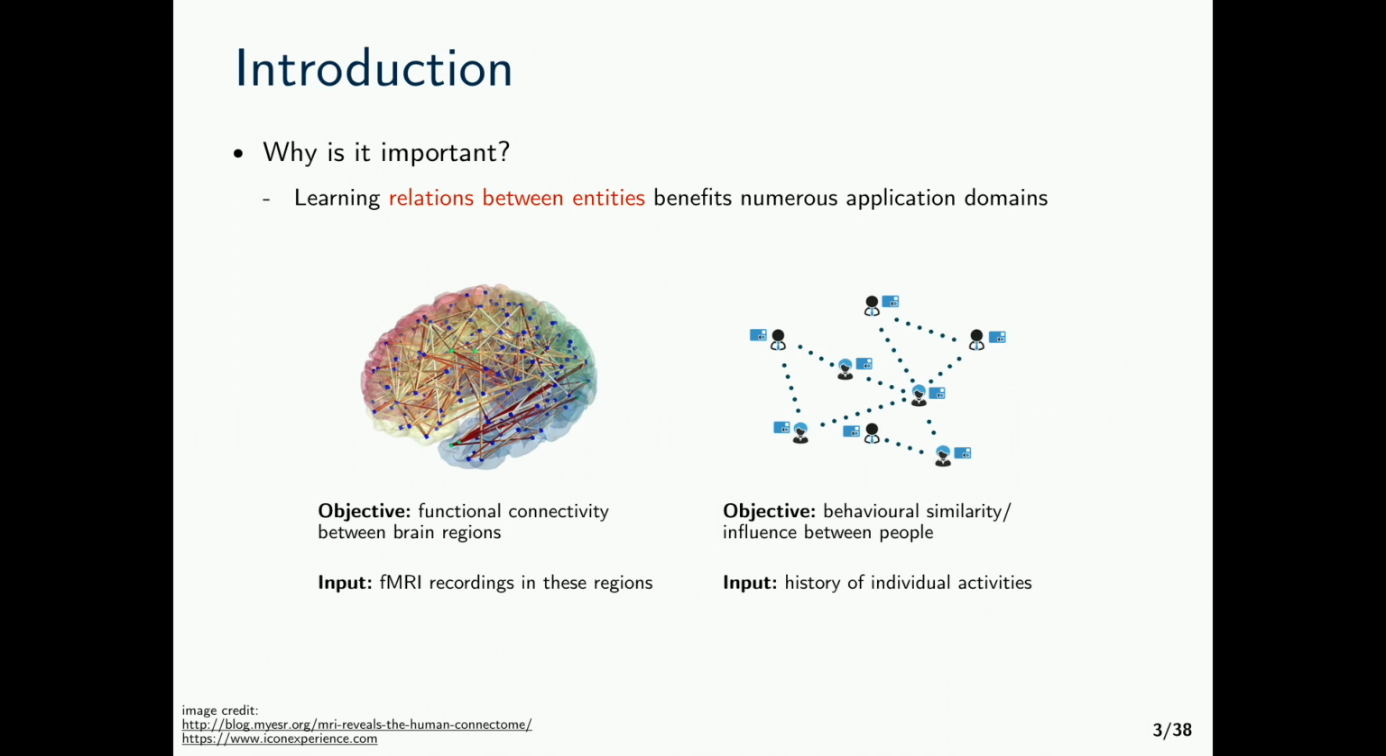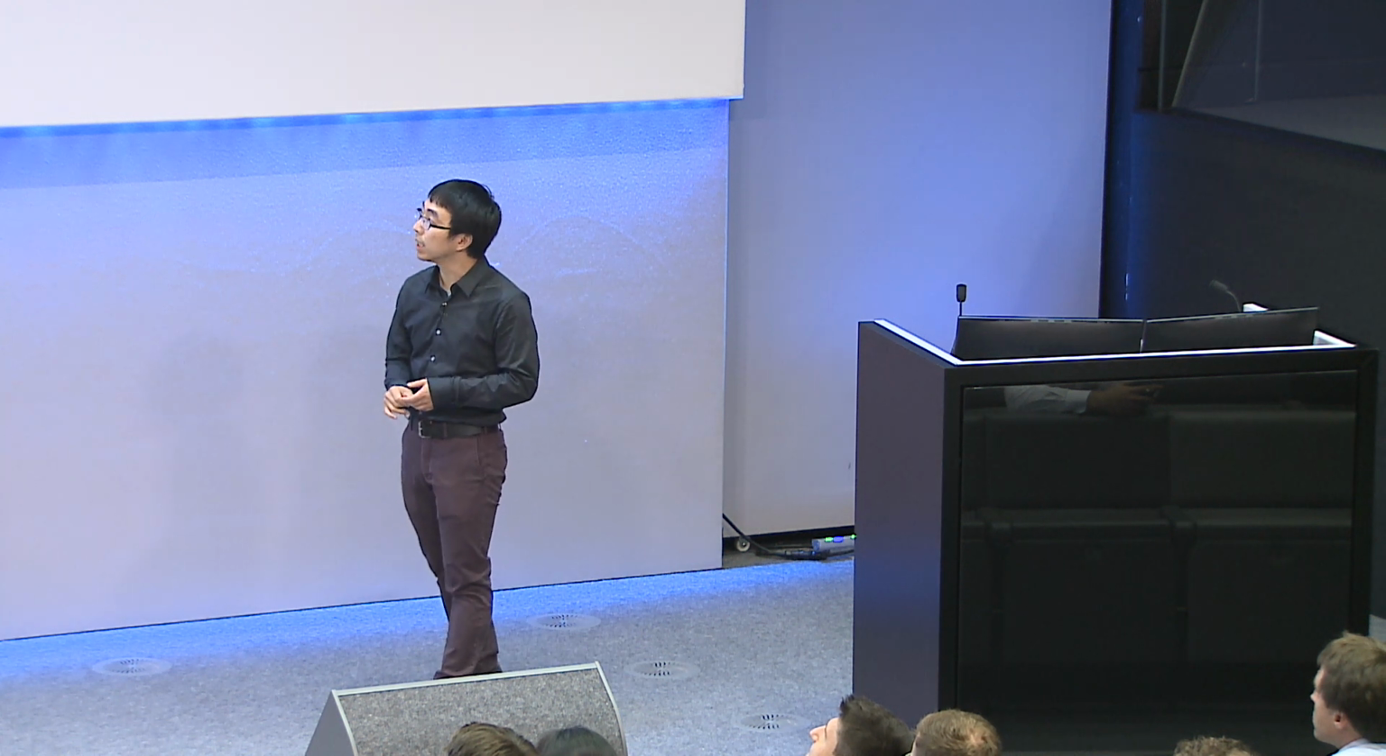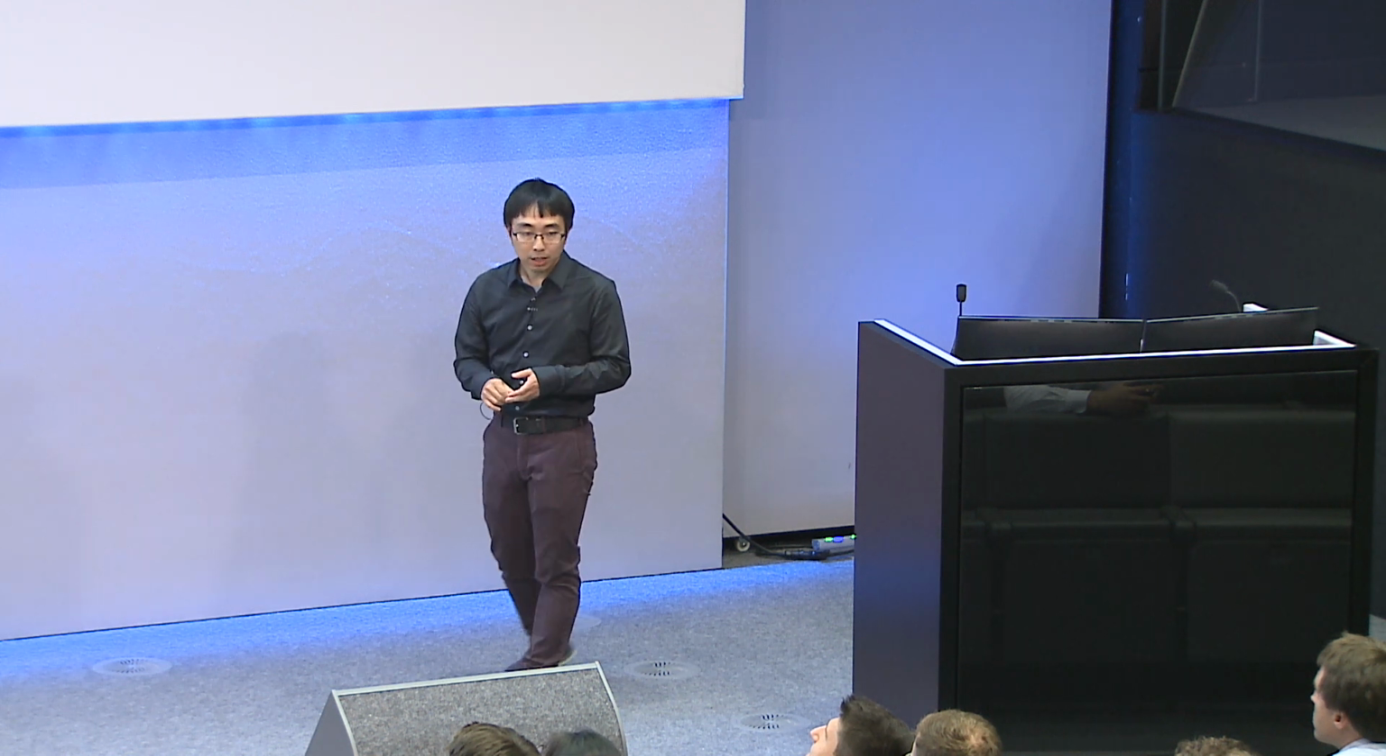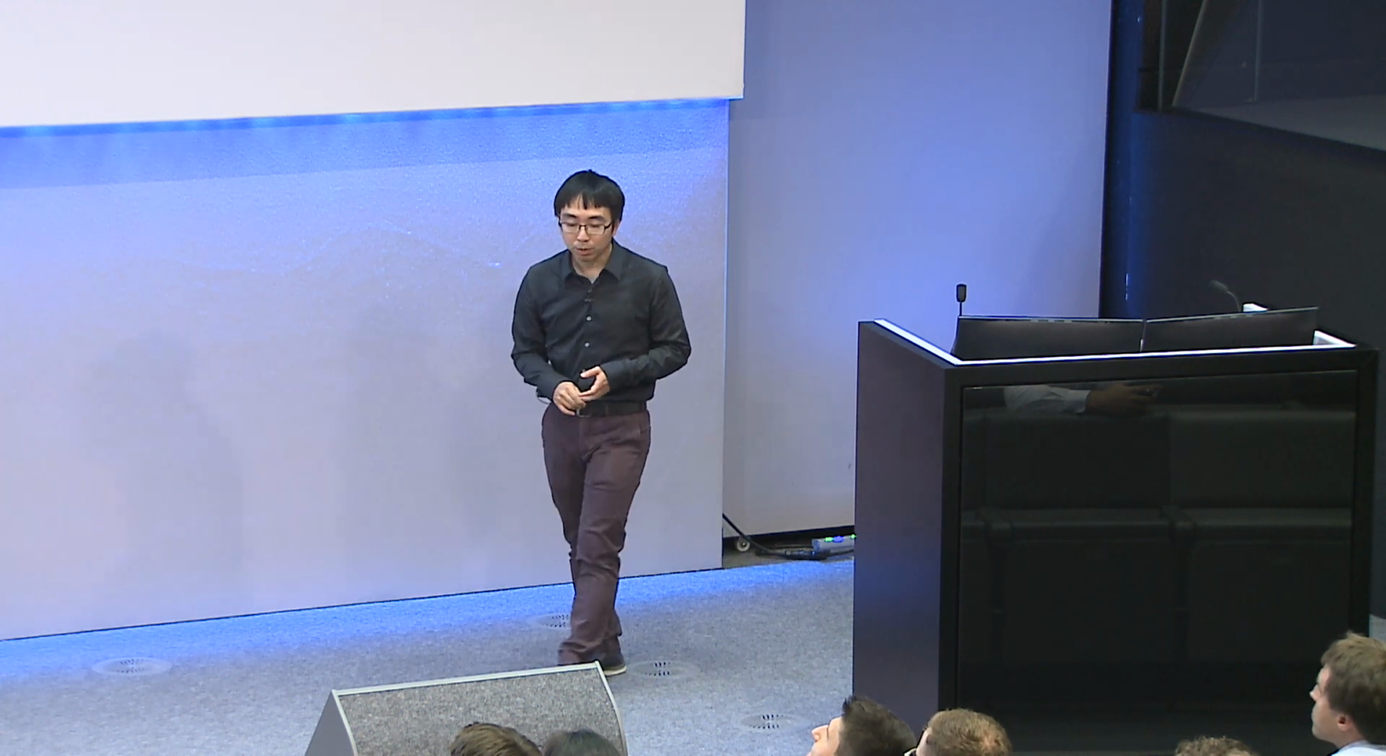In the example of social network analysis, you can think of people as vertices, and the data would be their behavior, for example, the history of individual activities. In this case, what we learn will be the behavior similarity or influence between these different people. The other thing that I want to mention is that after you learn such relationships, usually they can help us to predict future observations or behaviors of these agents, which is obviously interesting as well. So now the question is, how are we going to build or learn such a graph, or in general pairwise relationships?